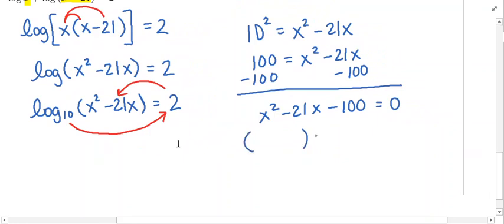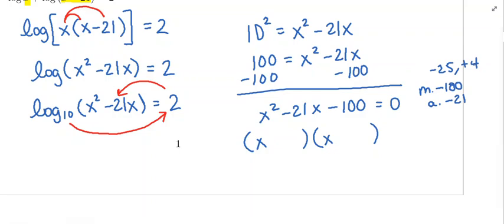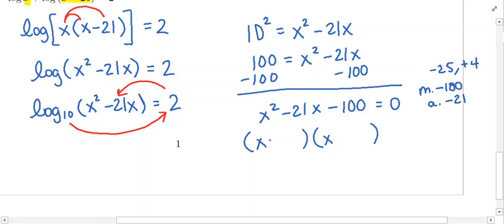This left side should factor into, let's see, x squared breaks down into x times x. And then I'm looking for 2 numbers that multiply to be negative 100, and they add up to negative 21. That's going to be negative 25 and positive 4. Negative 25 times positive 4 is negative 100. And negative 25 plus 4 is negative 21. So this will factor into x minus 100 times x plus 4.